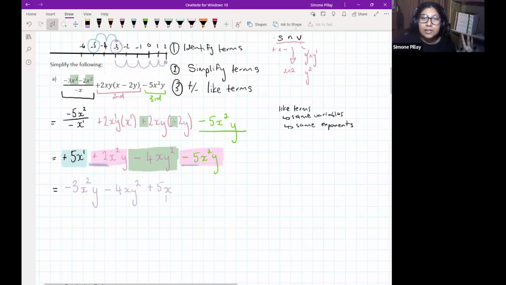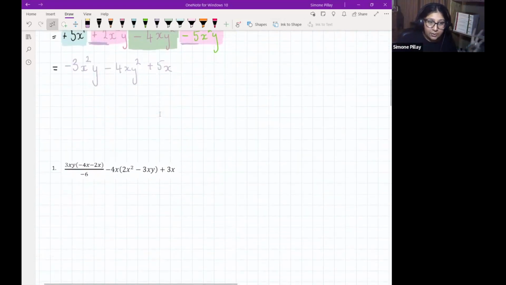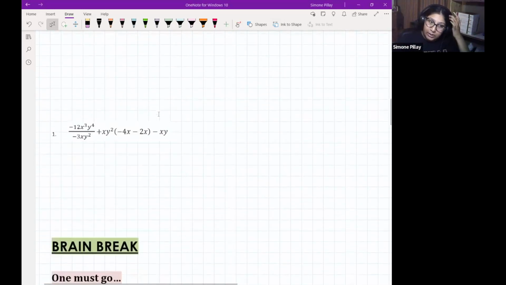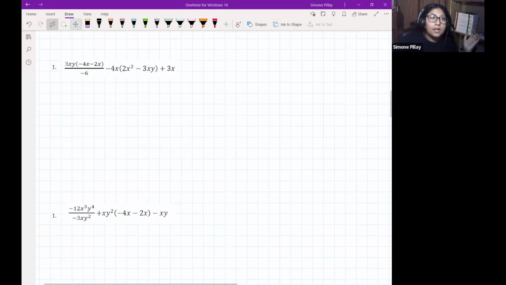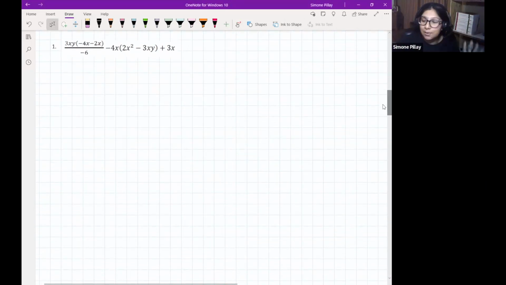So I hope everybody is taking their screenshots if they needed to at this point. I'm gonna move on now from this to another one, and then we're gonna move into a brain break. And again, whenever I make space for myself to write, my numbering gets all out of whack. So don't worry about that. Tell me, guys, how many terms do we have in this expression?